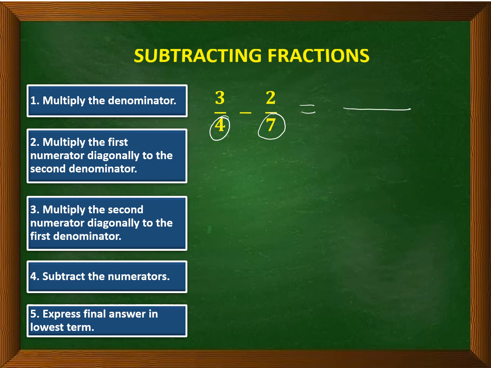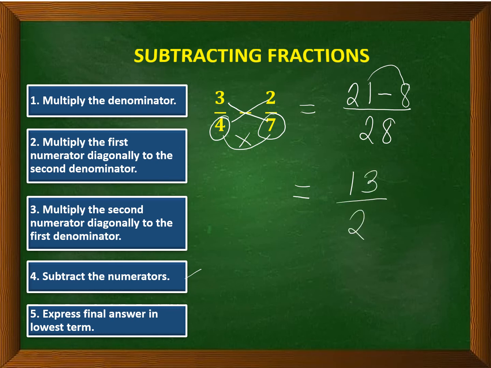Okay, so what is 4 times 7? 4 times 7 is 28. Then, same thing, cross multiply. 3 times 7, 21. Copy the symbol minus. Then 2 times 4 is 8. Then subtract the numerators. 21 minus 8. It's 13. Then copy the denominator, 28.